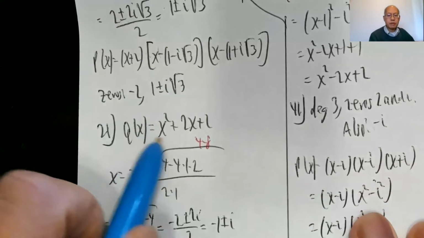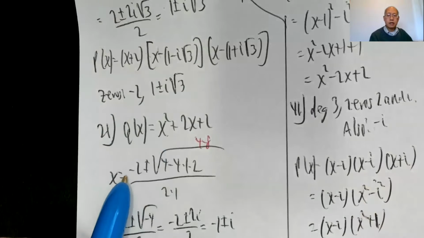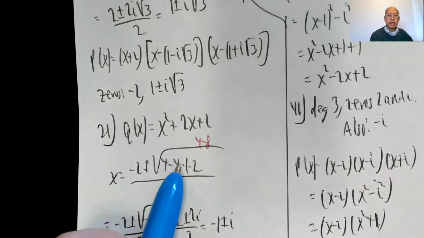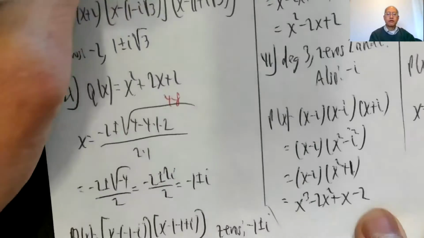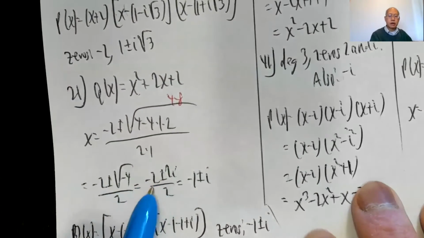21. Q of x is x squared plus 2x plus 2. It's just the quadratic formula. Negative b plus or minus the square root of b squared minus 4ac. That's 4 minus 8 over 2a. 4 minus 8 is negative 4. Take out the i. Negative 2 plus or minus 2i divided by 2. Negative 1 plus or minus i.